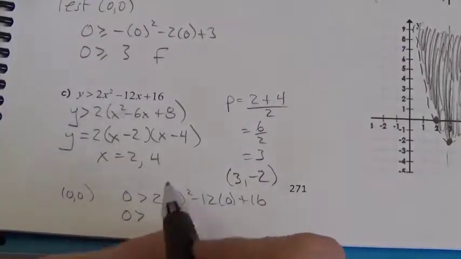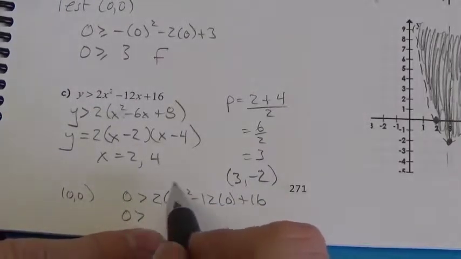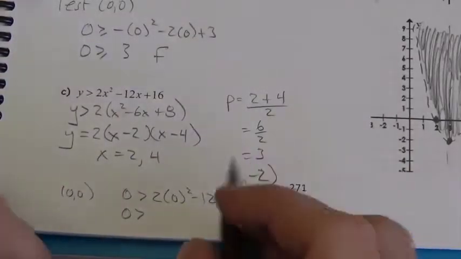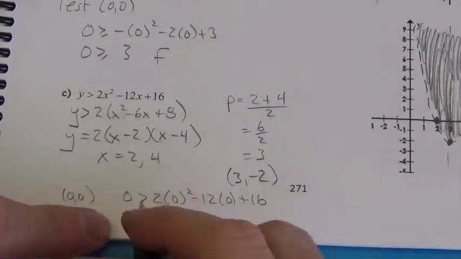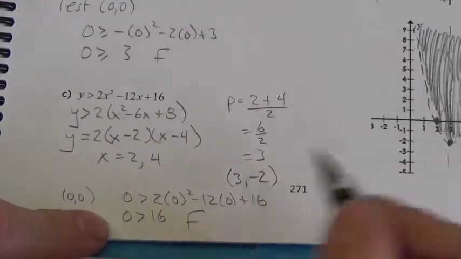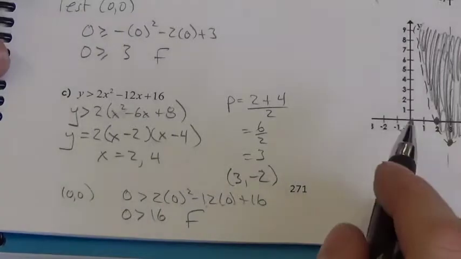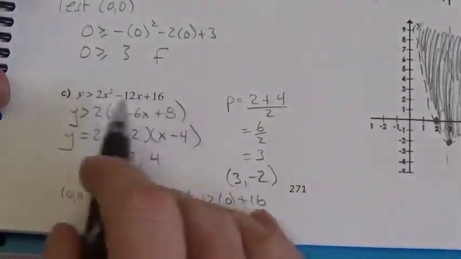So is 0 greater than, let's just figure this out, 2 times 0 squared, okay, that's going to be 0. Negative 12 times 0, that's going to be 0. Plus 16 is going to give me 16. Is 0 greater than 16? Nah, that's false. So that's not true. So the origin does not satisfy that inequality.